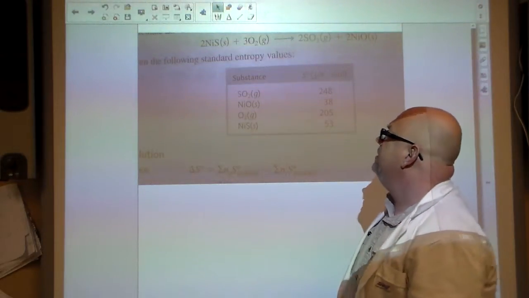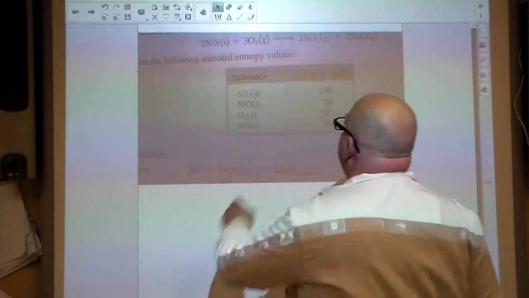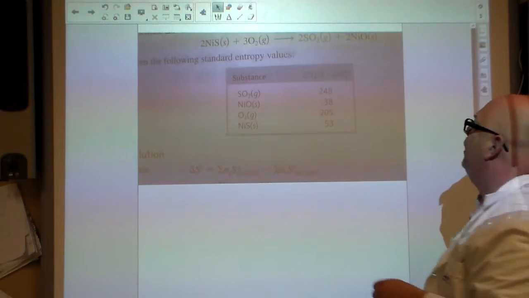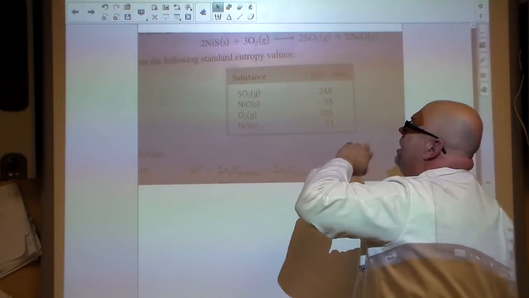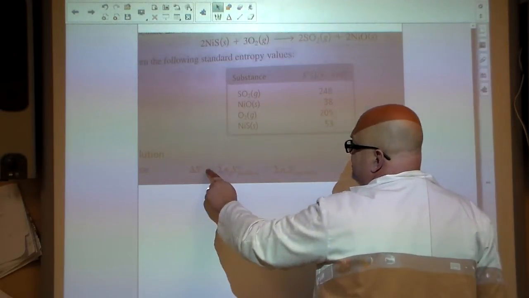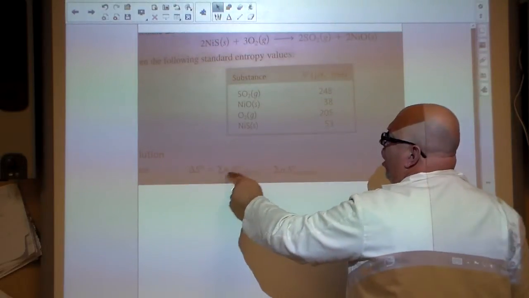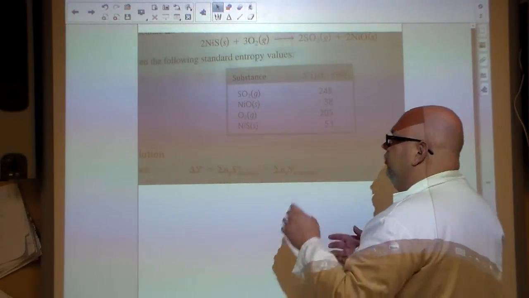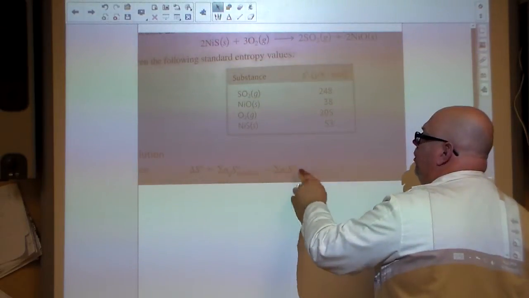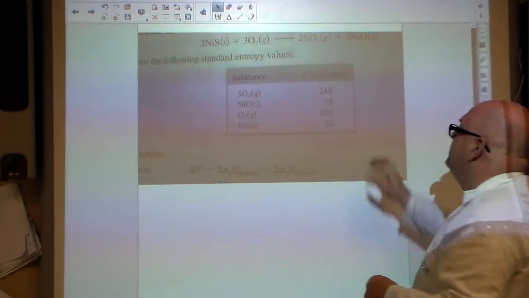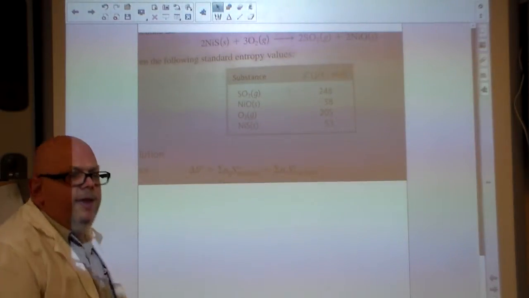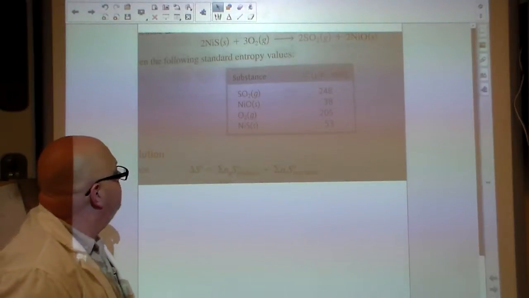So let's take a look at this here. We have our reaction. Now they do give us the values here, the S values, the entropy values in joules per Kelvin times mole. And the formula that we have here is delta S is equal to the summation of all the moles times the S of the products minus the summation of all the moles times the S of the reactants. Now they gave all that information to us, so let's go ahead and try to figure this one out.